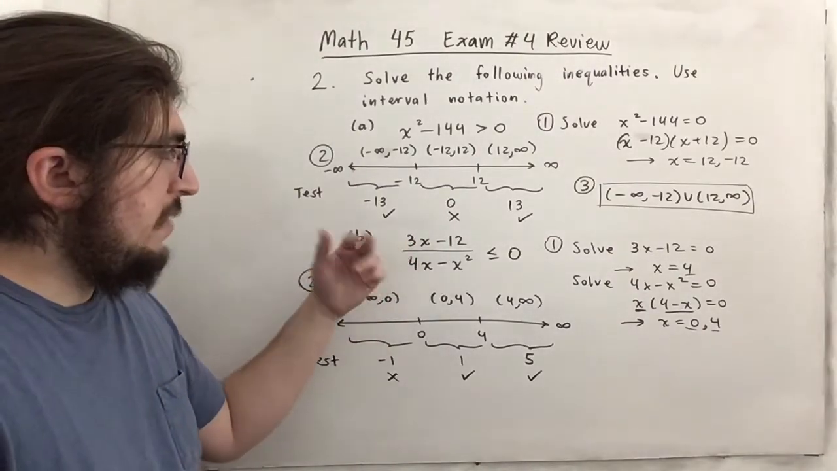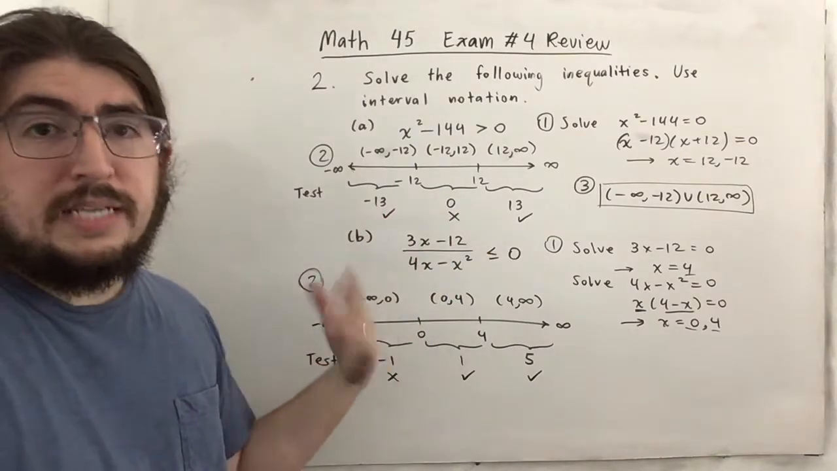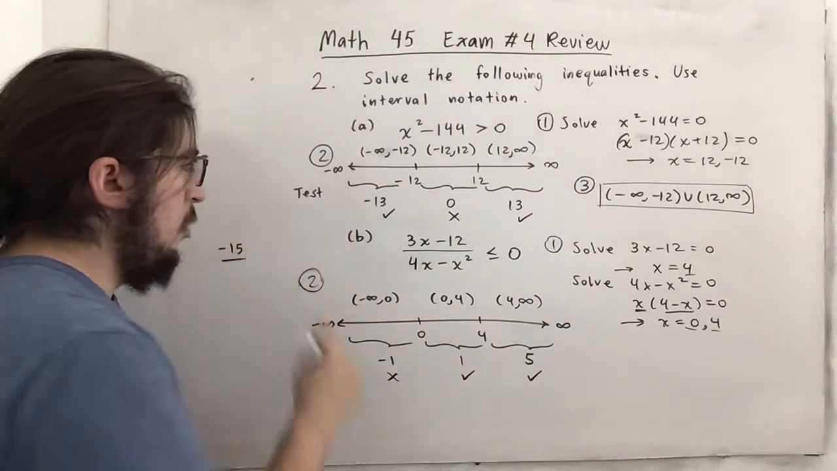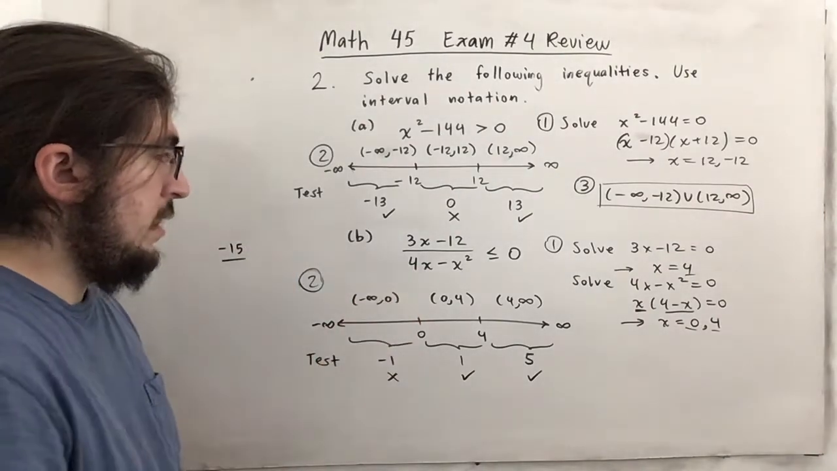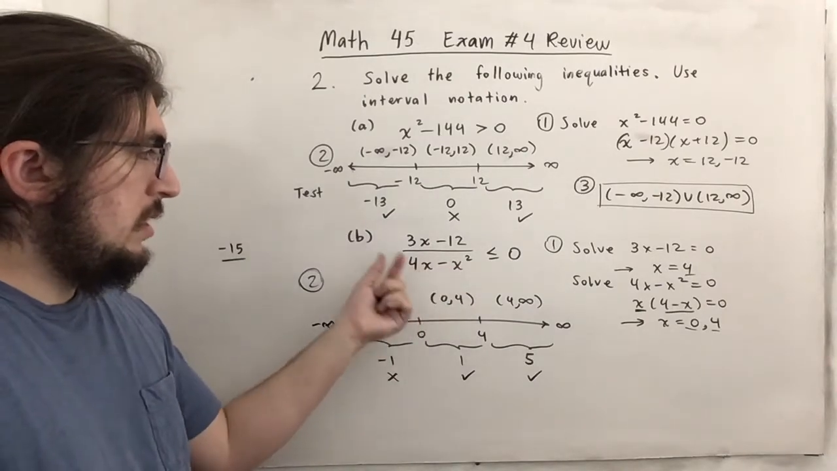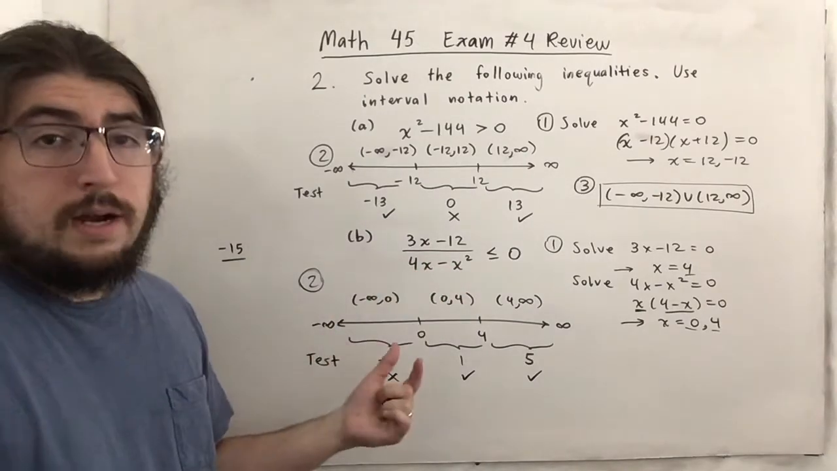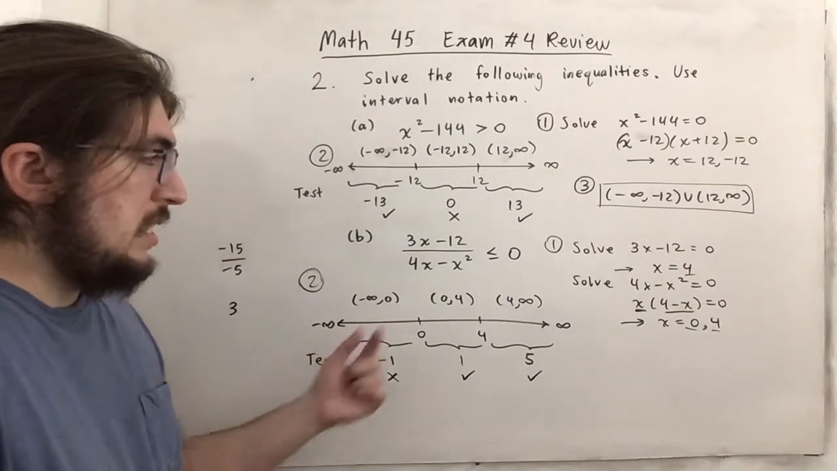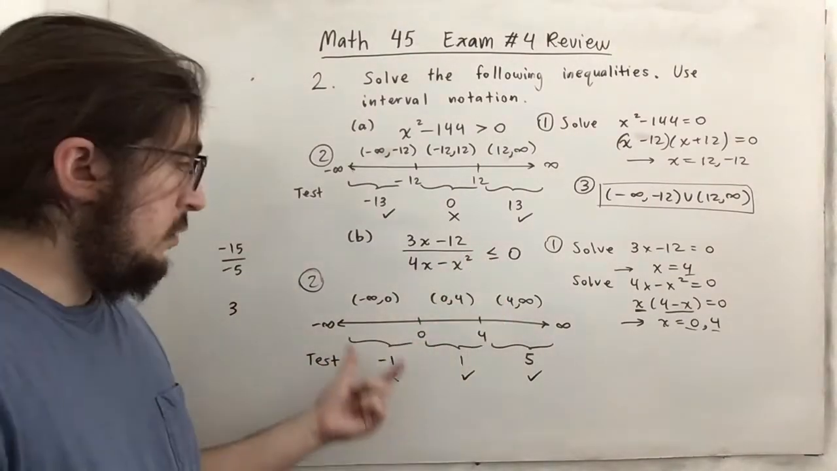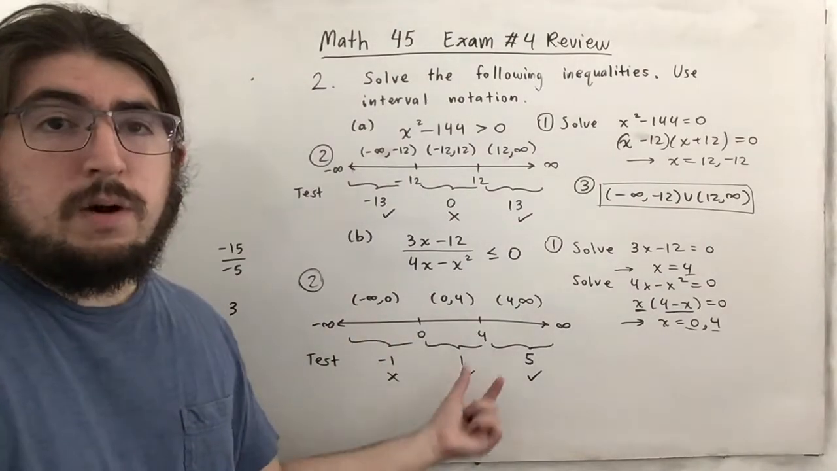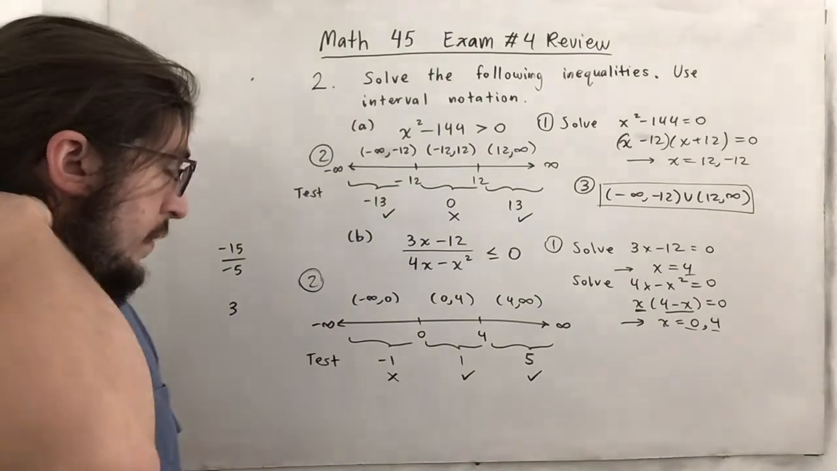So 3 times negative 1 is negative 3, minus 12 is negative 15. Okay, let me write that actually. Over 4 times negative 1 is negative 4. I won't write that yet. And then negative 1 squared is positive 1, so it's negative 4 minus 1, that's negative 5. So notice this is indeed positive 3, which is not less than or equal to 0. So this does not satisfy the inequality. And again, you can check very similarly that 1 and 5 will actually satisfy the inequality.